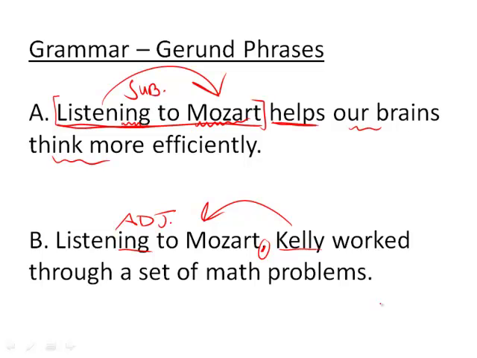That would actually be an example of a dangling participle, which you can learn about later. That's a video coming up soon. And that's not what we're going for here. We, of course, need a subject. That subject is Kelly. And so when the gerund phrase is not the subject and it functions as an adjective, it is, of course, a participle phrase. But when it functions as a subject, listening to Mozart, then we know we are dealing with a gerund phrase. So let's see if you got that.